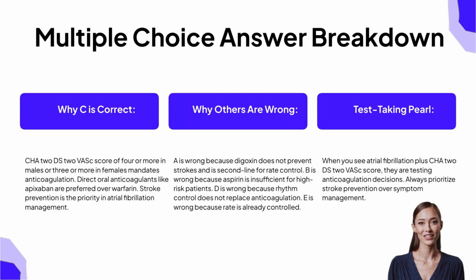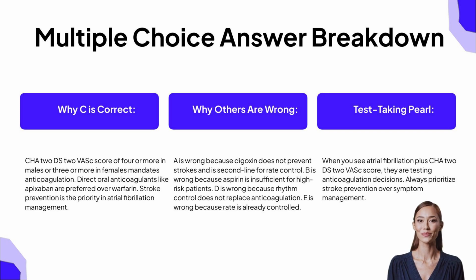Let us break down why C is the correct answer. A CHA2DS2-VASc score of 4 or more in males, or 3 or more in females, mandates anticoagulation. Direct oral anticoagulants like apixaban are preferred over warfarin. Stroke prevention is the priority in atrial fibrillation management.